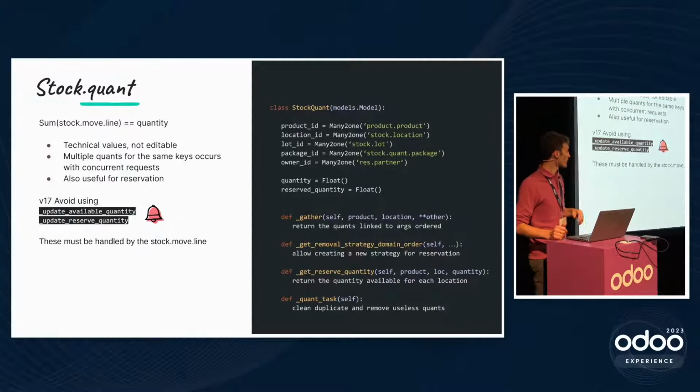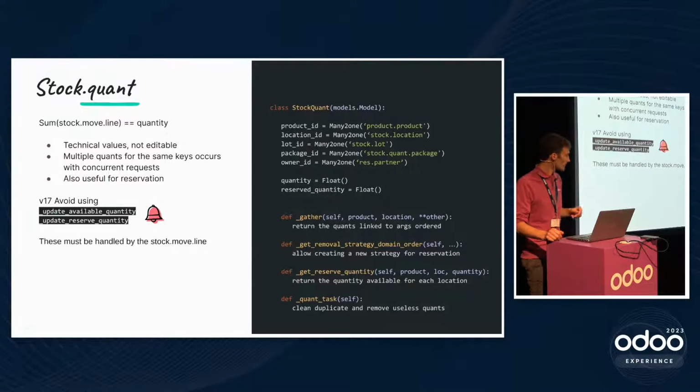The get removal strategy domain order is used when you have a specific removal strategy. So let's say you want to reserve stock lots having an expiration date as low as possible. This method will tell you in what order you need to consume the quants. The get reserve quantity simply gives the available quantity in a specific location.